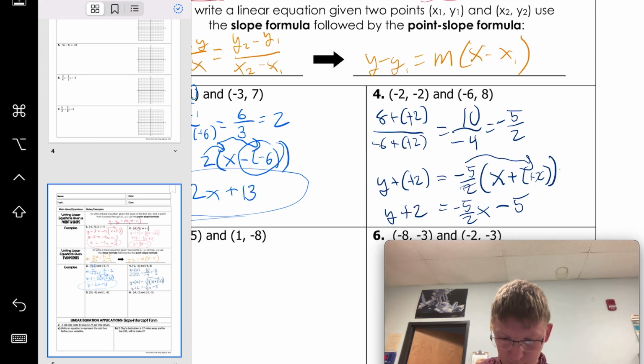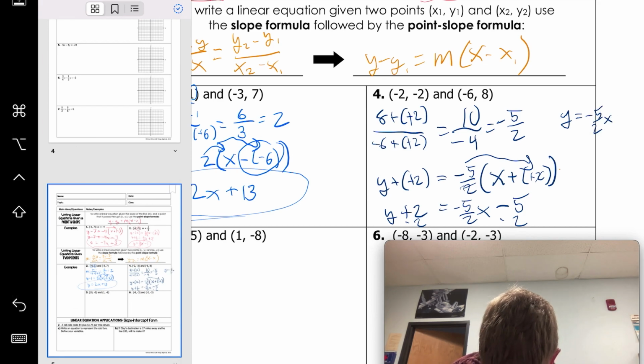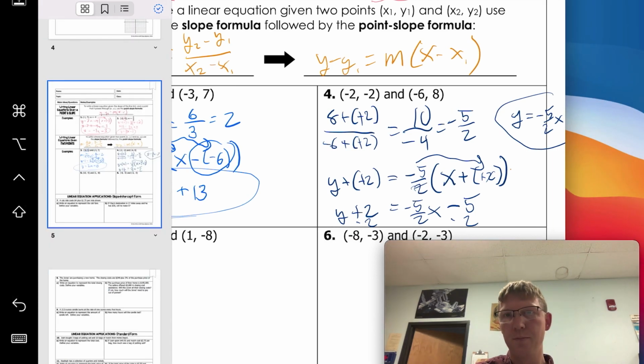See, this time I'm only doing one step at a time, so I don't miss anything. So then we move the 2 over. So then our answer is y equals -5/2x minus 7. And there you go.